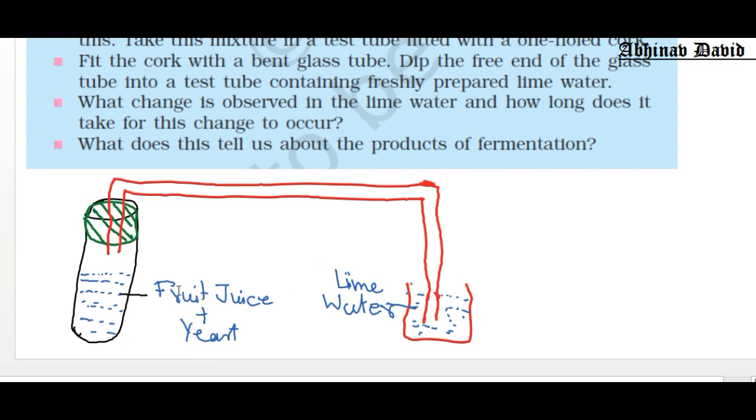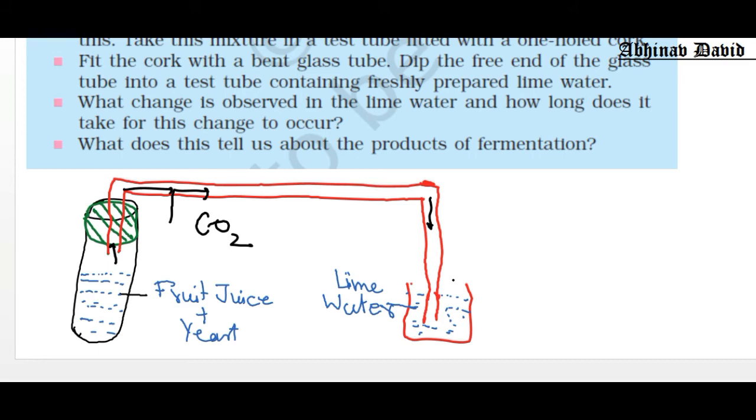Now, the yeast is an organism, it will do respiration, and when it is doing respiration, it will produce what? It will produce carbon dioxide gas. So, the carbon dioxide gas will be produced by the yeast, and this carbon dioxide gas will go into this tube. It will enter through this opening and it will reach the lime water.